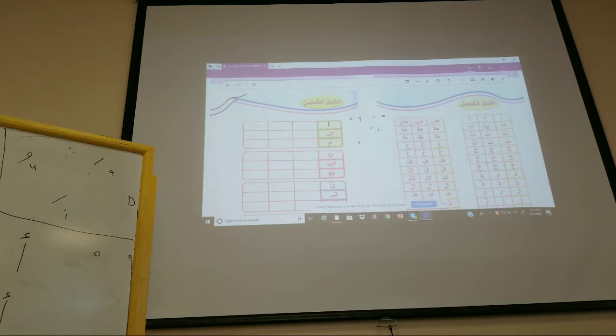Ba, bi, boo. Short as well, it's not ba, bi, because the next lesson is the long vowel. Ba, bi, boo. Say it. Good. The next one. Ta, ti, tu. Good. The next one.